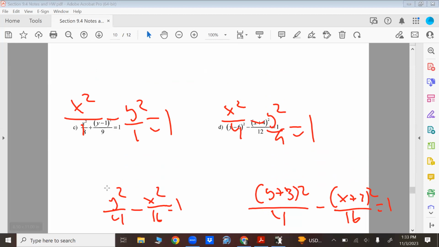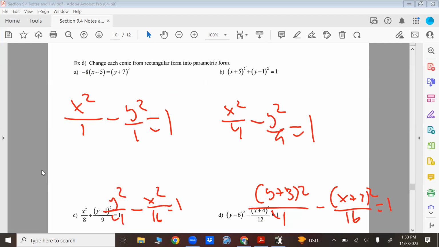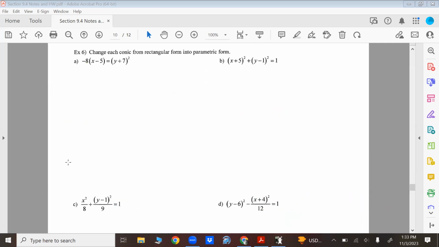Now, on the last page here are these notes before you do the problem sets. We're asked to change each conic from rectangular form to parametric form. We'll come back to the parabola. That's part A, because we haven't really talked about that. But for the circle, we've already seen that we could just do x equals, y equals, and that would be 1 plus sine theta.